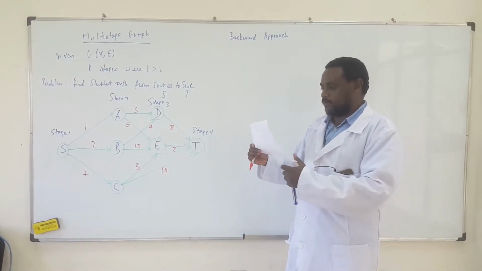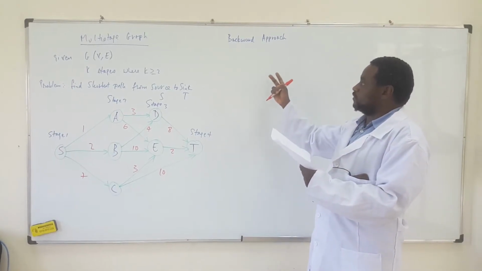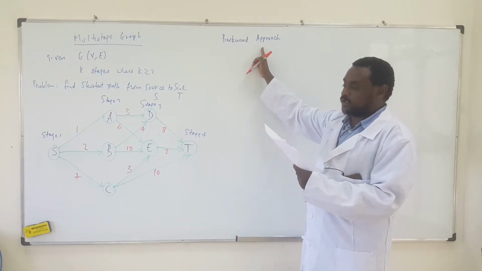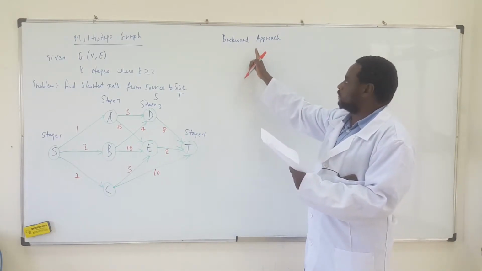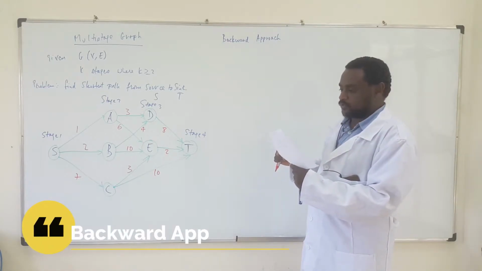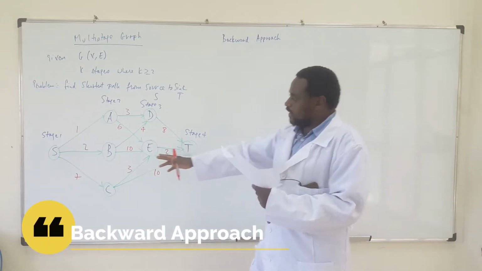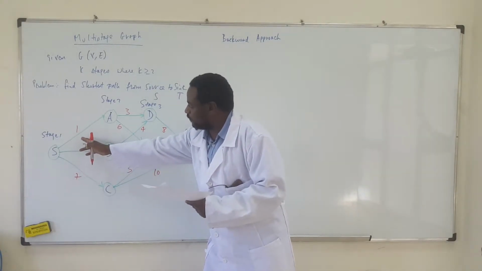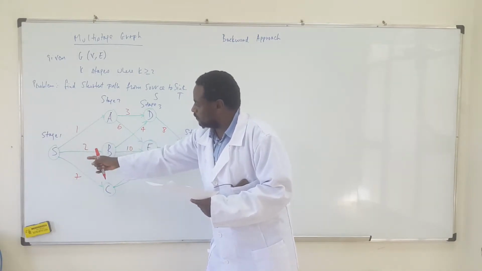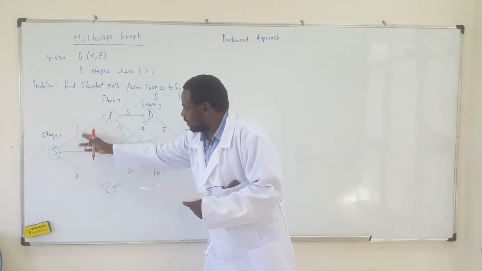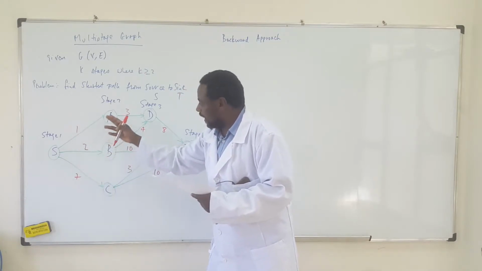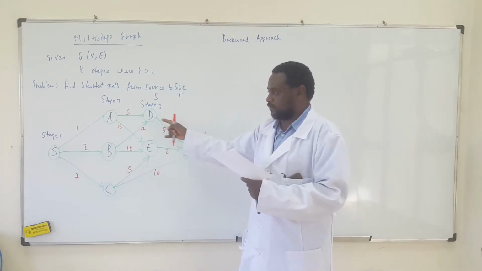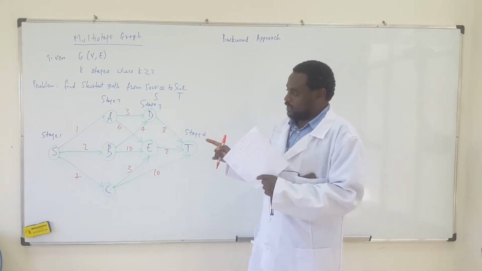we use dynamic programming. So there are two approaches to solve this problem. One is called backward approach and the next one is forward approach. So first let's see the backward approach. So what we do is, to go from S to T, you need to first calculate the amount of time, it can be distance, whatever the cost is, plus from A, B, C, calculating the shortest path to T. This is called backward approach.